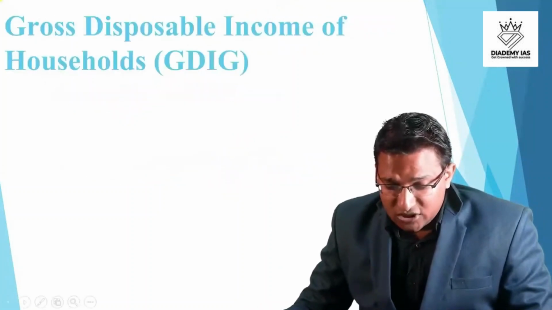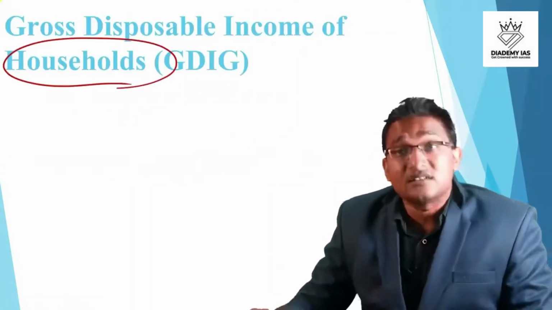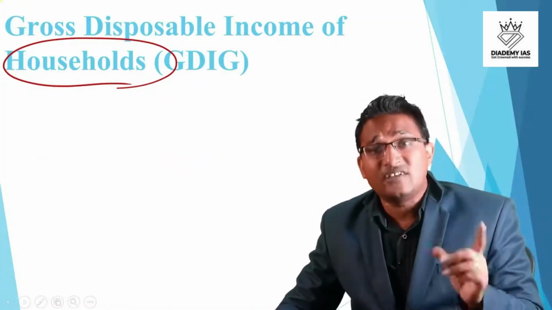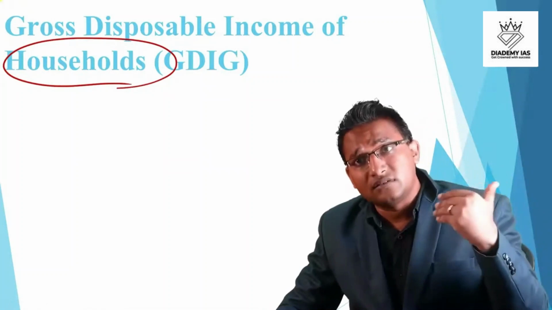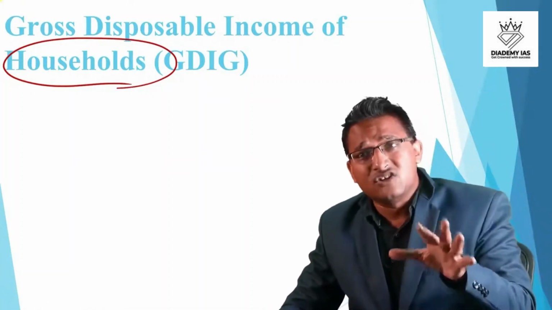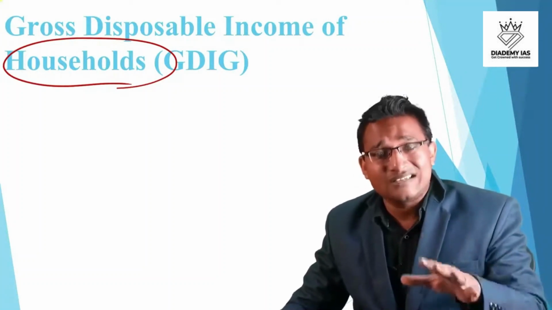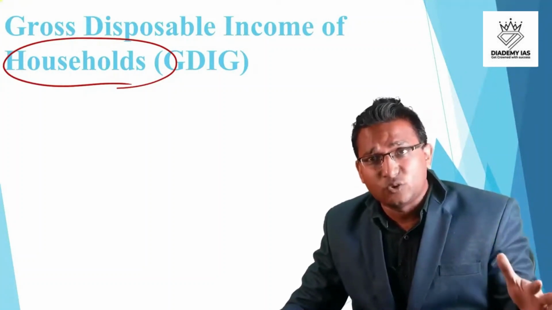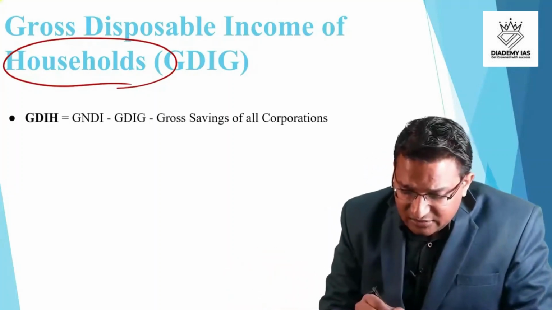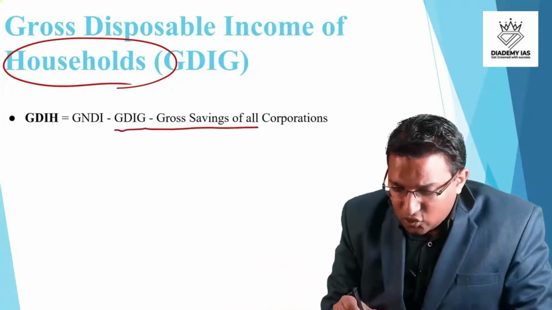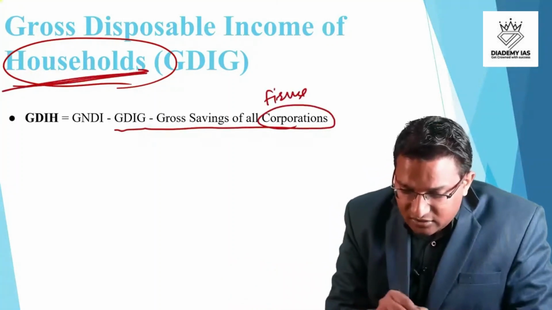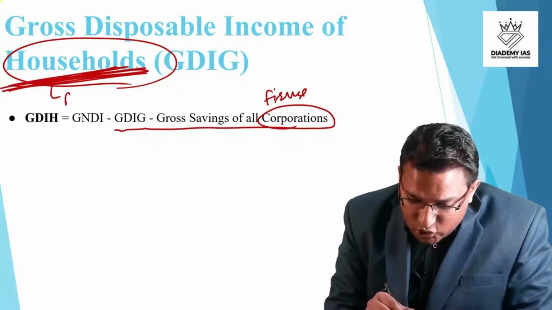Then we have gross disposable income of the household. Why are we discussing this separately? Because in the economic agents we saw that there are households, there is the government, then we have the firms. So we are seeing this disposable income separately. This is just a division of the disposable income into different categories. So GDIH is equal to GNDI minus GDIG minus gross savings of all the corporations, or the firms. For the household, we are calculating the residuary amount.